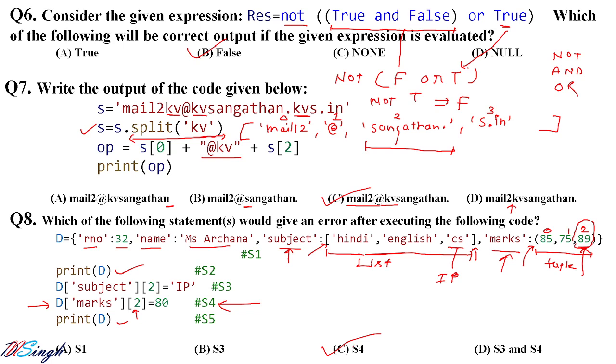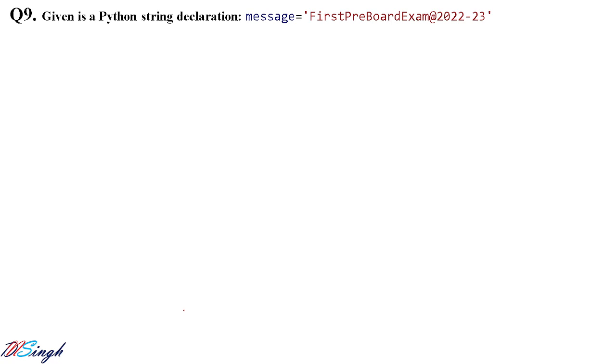Question number 8, so the correct answer is what? S4 is going to generate an error, and it will say tuples are immutable, item-wise assignment is not possible inside the tuple. Let us go for the next question.